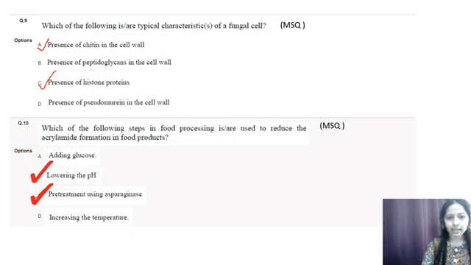It is important to note that acrylamide has been classified as a potential carcinogen, and its presence in food can lead to a health concern. So we have to reduce this, and it can be reduced by lowering the pH of the food products or by the pre-treatment using asparaginase. So options B and C are correct.